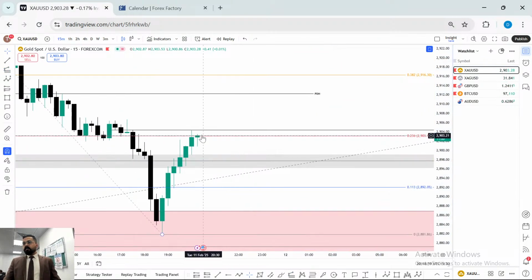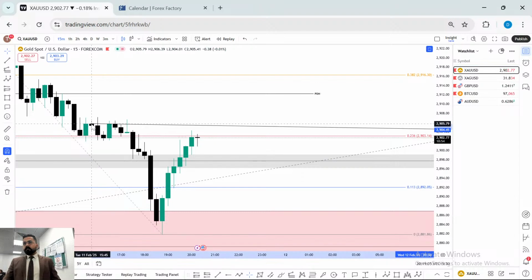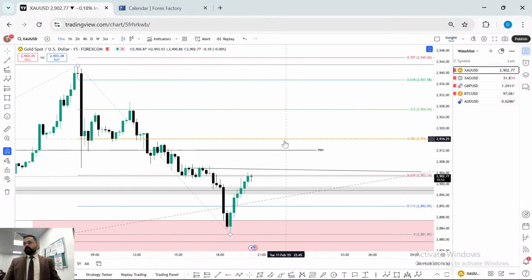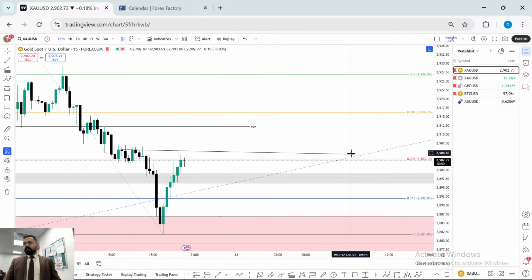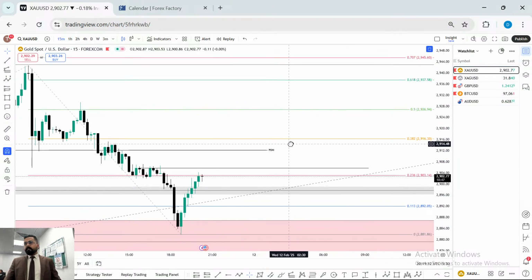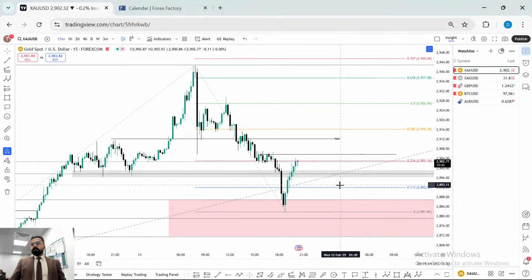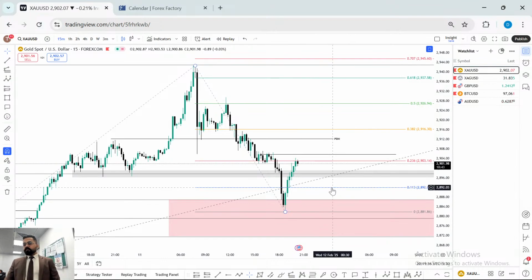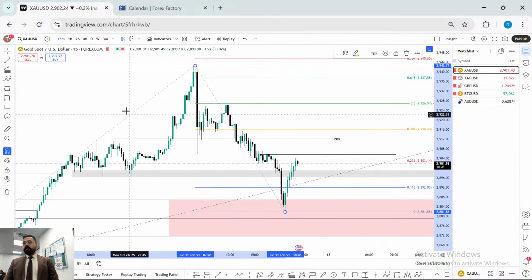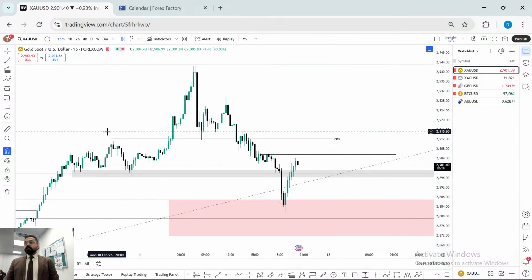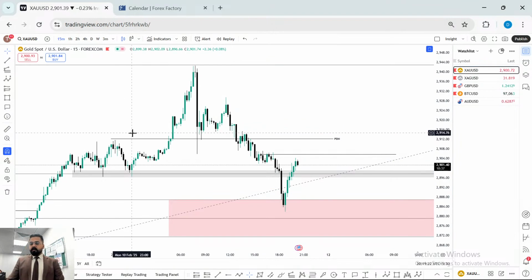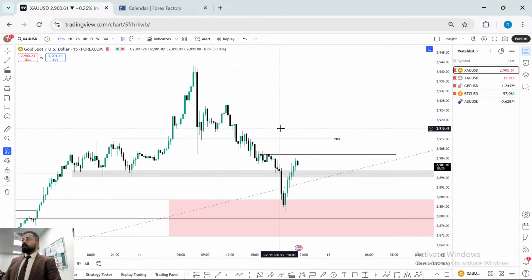It should break above this high, which is here. We'll wait for the break of this high. Okay, then we can go for it. But again, it is risky. Why? Because the news is there. So let the news happen, then we'll make a decision. If there is a trade on gold, definitely we'll let you know in the communities. So don't worry.